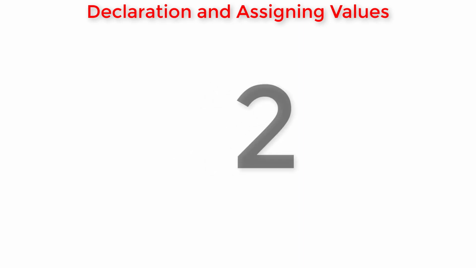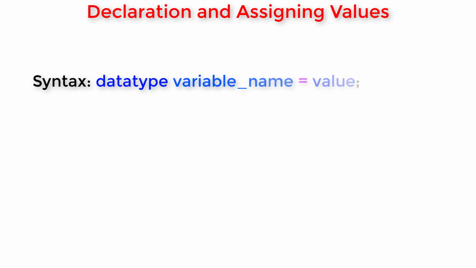Now, let's discuss the declaration of a variable and assigning values to a variable. In the previous video, we saw the rules for the correct naming of a variable. There are two ways to declare a variable and assign values to it. In the first way, declaration and assignment are done at the same time, and in the second way, declaration is done in one line and assignment in another line.